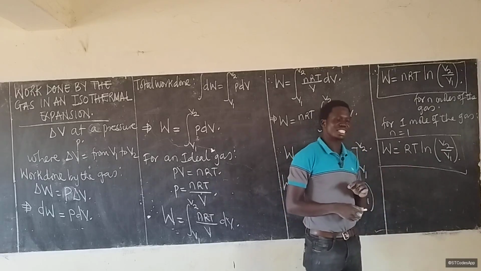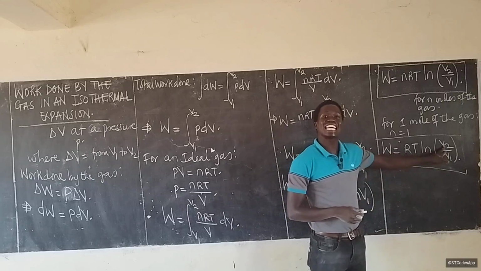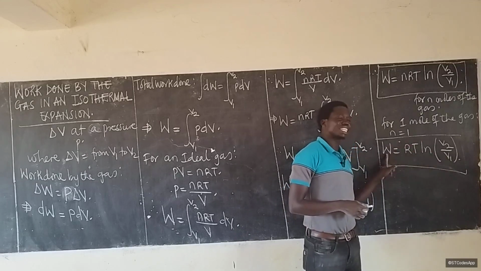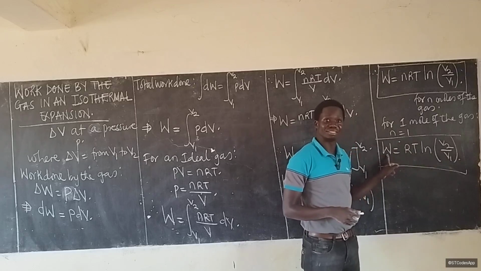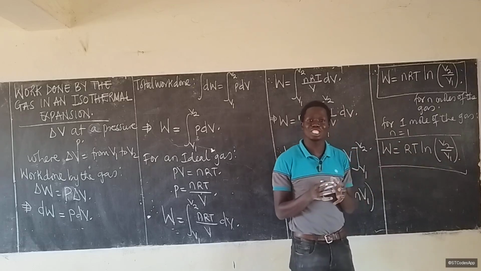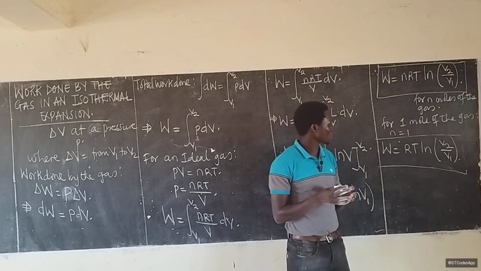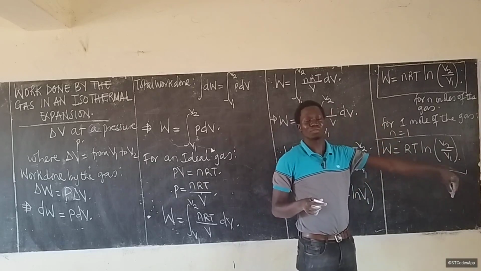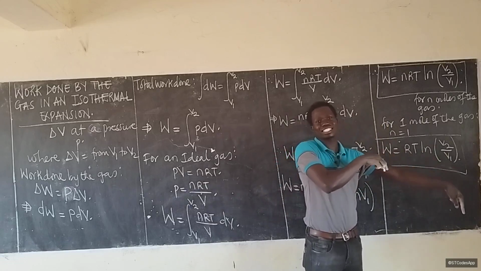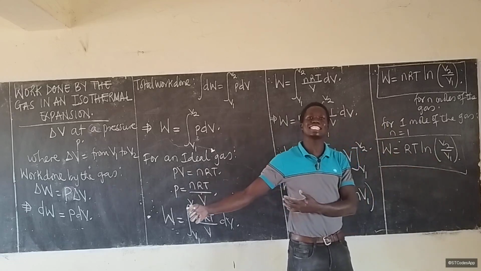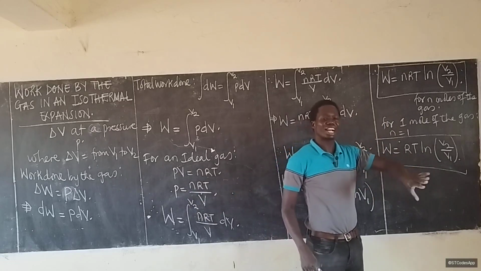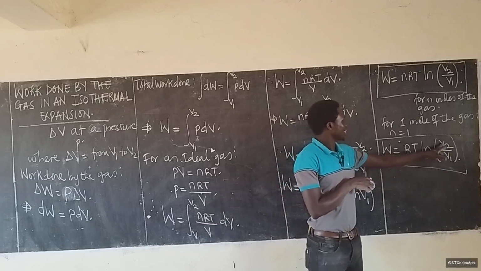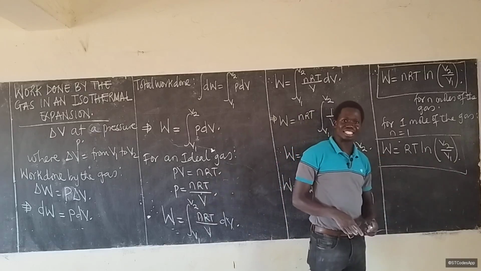And if V2 is less than V1, then the work done that we are going to get will be negative. That means a compression is happening, and so the work is being done against the gas itself, or work is done on the gas. So there is an external agent that is doing work on the gas. So this V2 over V1 tells us a lot.